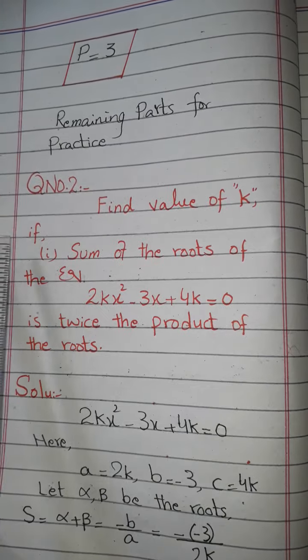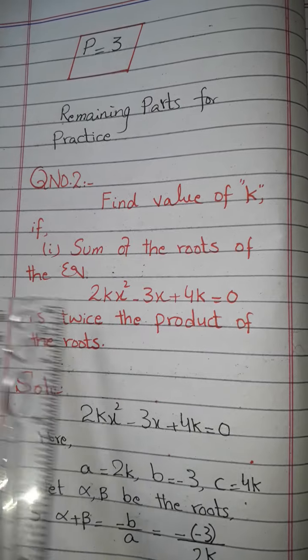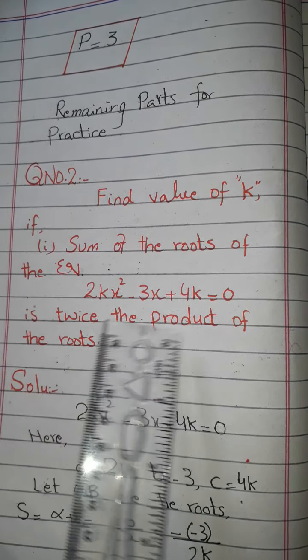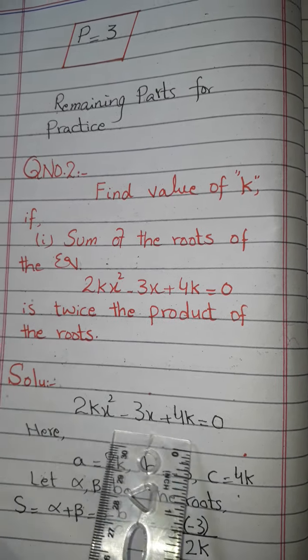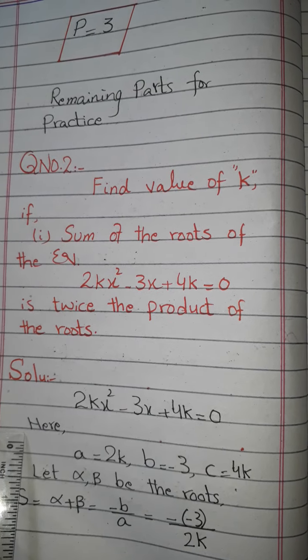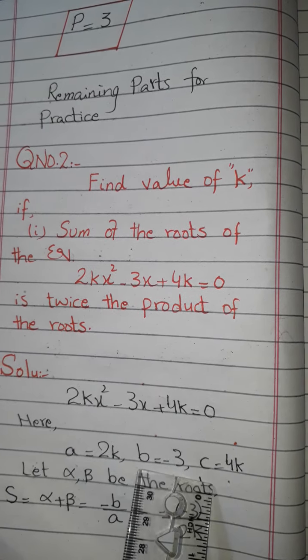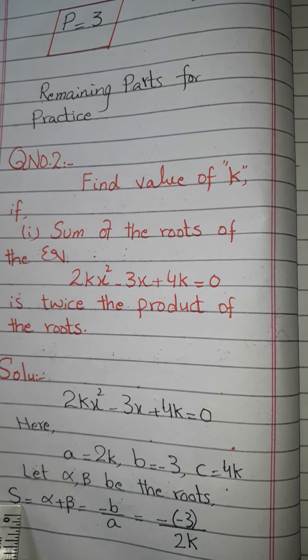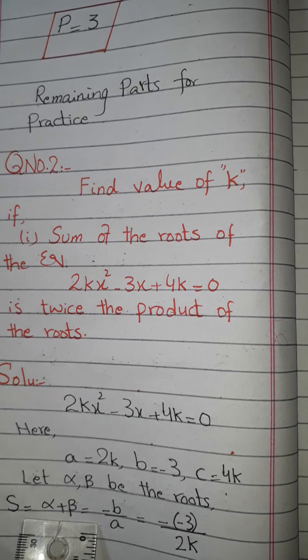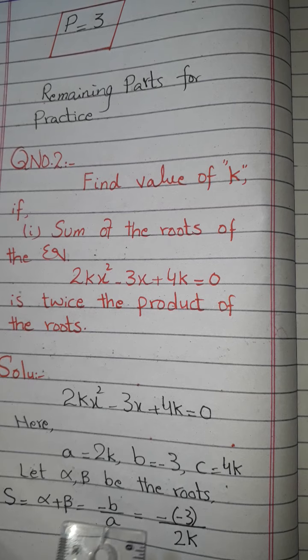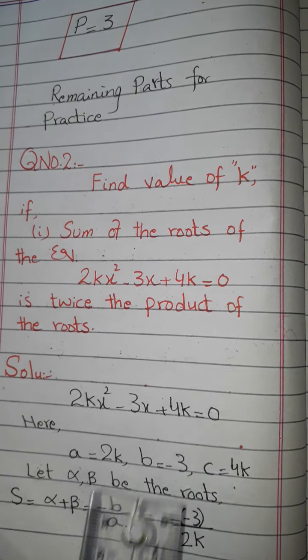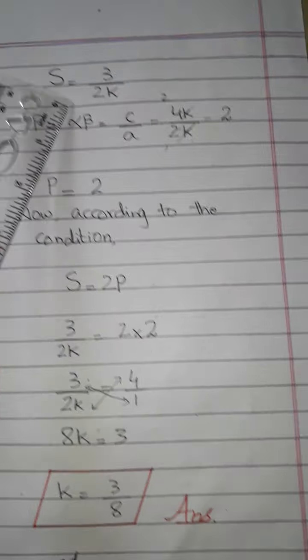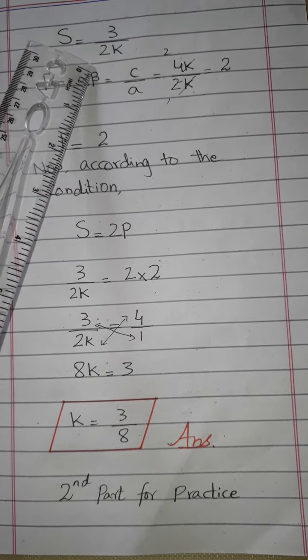Question number 2. Find value of k if sum of the roots of equation this is twice the product of roots. Rewrite the equation. Here also separate the values of a, b and c. Let alpha beta be the roots. Sum S, which is equal to alpha plus beta, is equal to minus b by a. Put the values of b and a. We get S is equal to 3 by 2k.